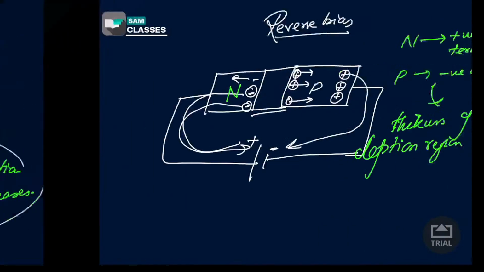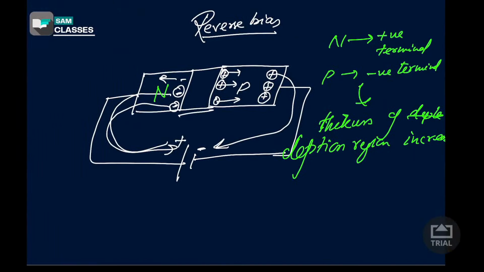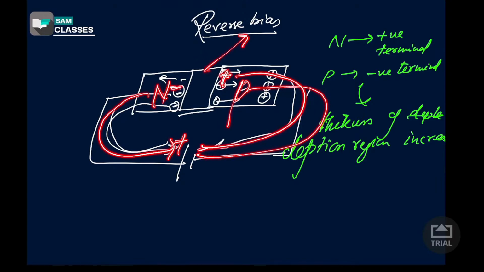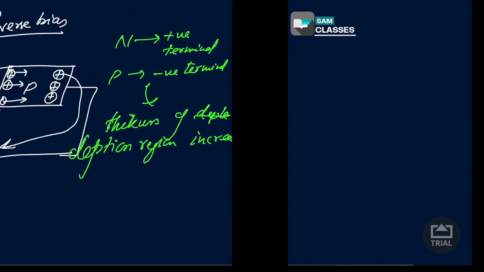Next, in case of reverse bias, N is connected to the positive and P is connected to the negative plate of the battery. Here the positive charges are attracted towards the negative plate, and the negative charges towards the positive plate. So what happens? This region expands. Clear, everyone? That's the whole recap of the class.